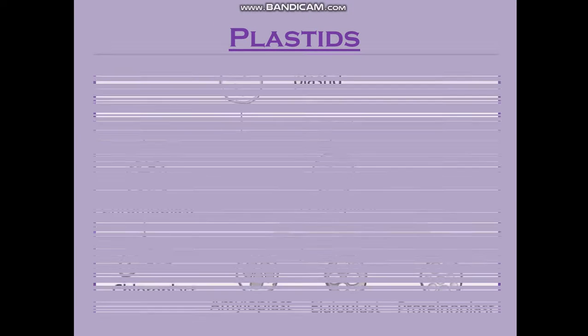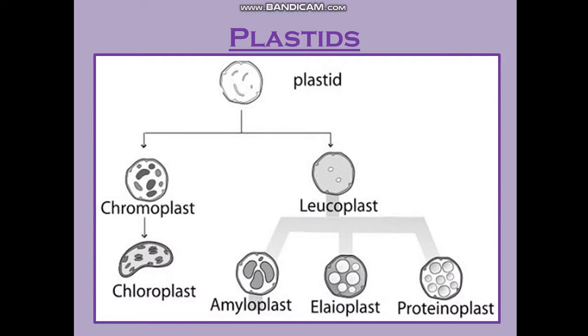Now moving forward, the next organelle which we are going to discuss is plastids. Where are plastids found? When we have discussed plant and animal cells, we have found out that plastids are only present in the plant cell. In some books they are classified into 3 parts, but I will be telling you about 2 parts. Plastids can be of 2 types.